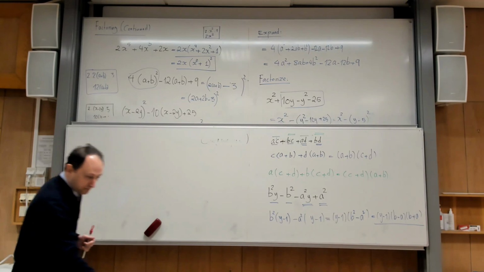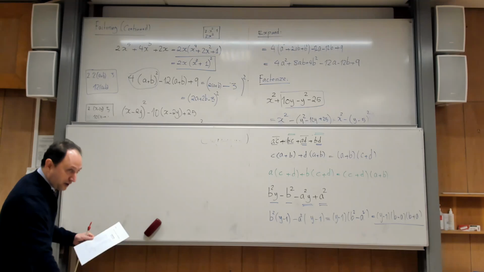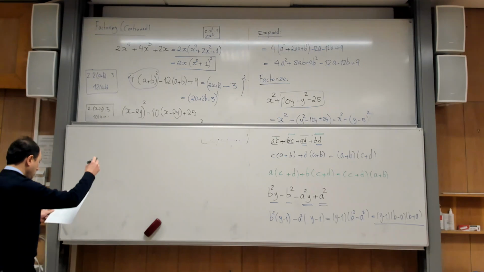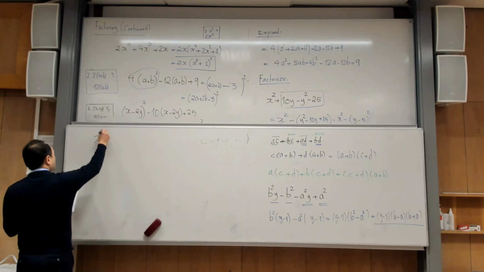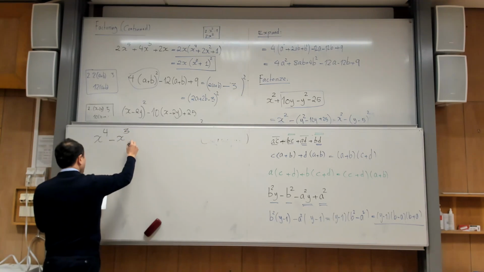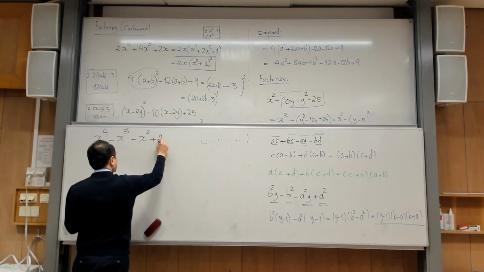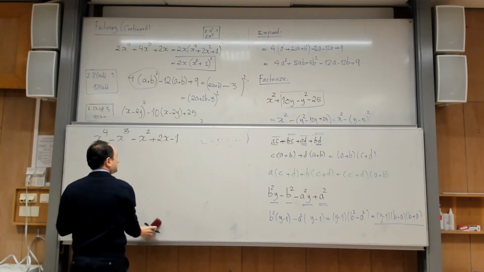So here, what do you think about this? Now you have a little bit more experience. Do this one for me. x to the 4 minus x to the 3 minus x squared plus 2x minus 1.